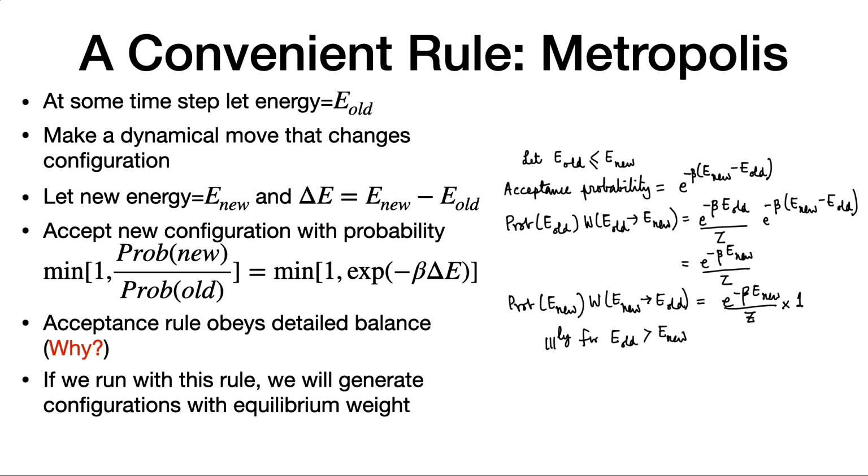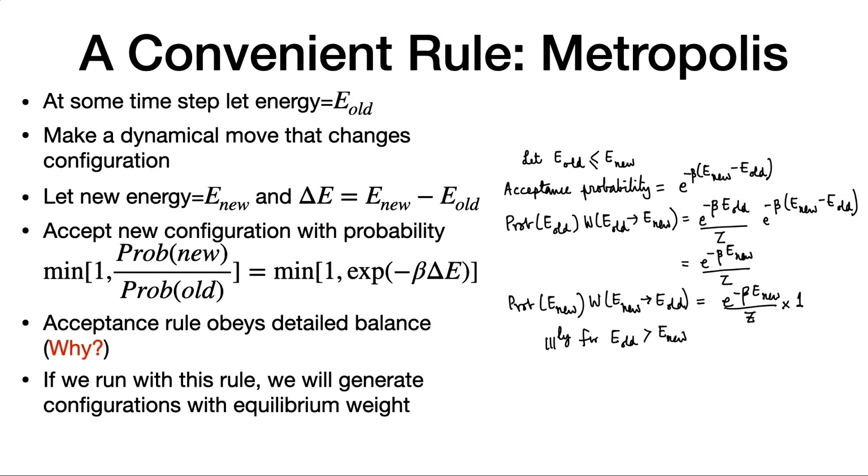But we need to show that if I use this rule, my detailed balance is satisfied. So I've given a small argument here. Suppose E old was lower than E new. I am right now in E old. My new configuration has energy E new. Therefore, my acceptance probability by this Metropolis rule is e to the power minus beta into E new minus E old, which is positive.